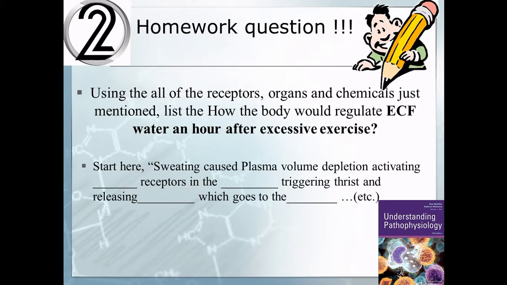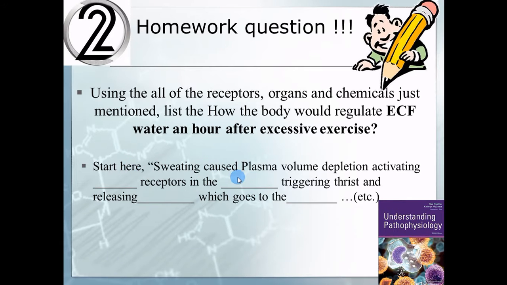So the next question is, using all the receptors, organs, and chemicals we just talked about, list how the body would regulate your extracellular fluid water after exercising. Not immediately after exercising, but after you've relaxed. You've already sweated all this away, you've been breathing really hard, blowing out water, and now what's going to happen? So here's the pathway. I gave you the kickstart, and then you just have to finish it. You can use your textbook or whatever you need, or go back and look at the slides. So you're sweating. It causes plasma volume depletion, which activates what kind of receptors? When your plasma volume goes down, what kind of receptors?